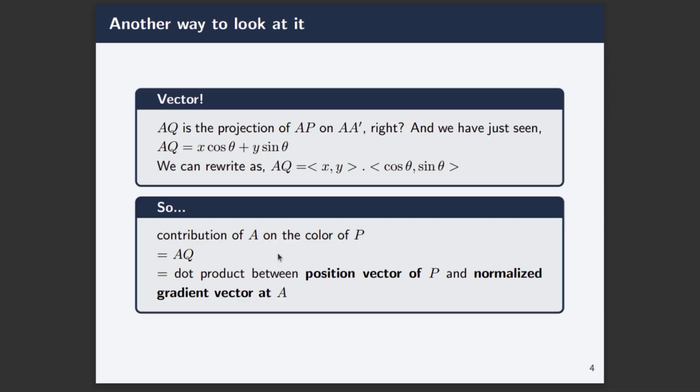So, a vector way of looking at the process of generating Perlin noise is that the contribution of A on the color of P is basically the dot product between the position vector of P and the normalized gradient vector at A. And it makes very much sense, right? Because very often we take projections or dot products to indicate the effect of something on something else, right? So here the intuition is just like that.